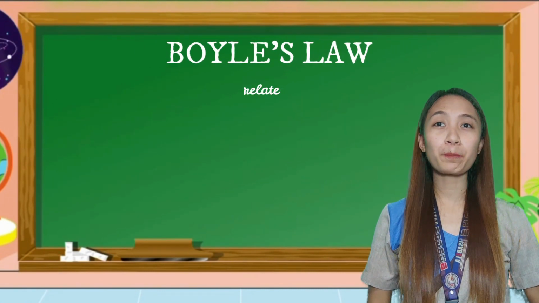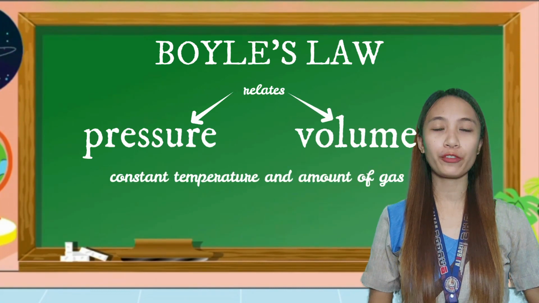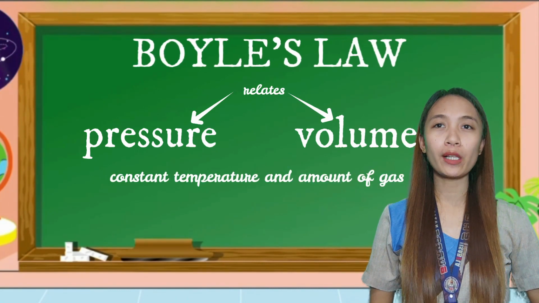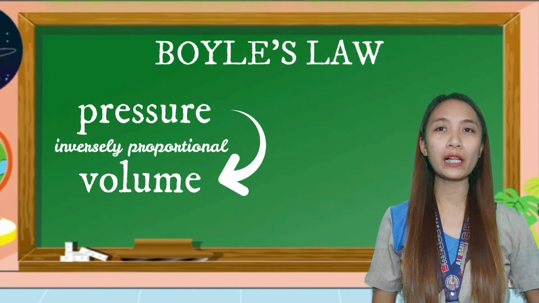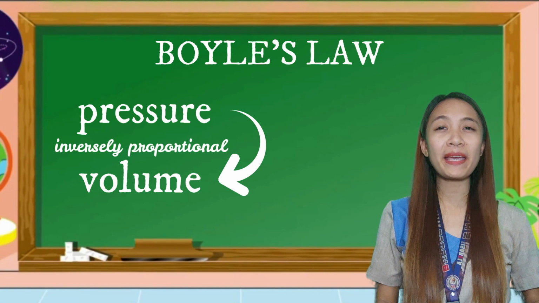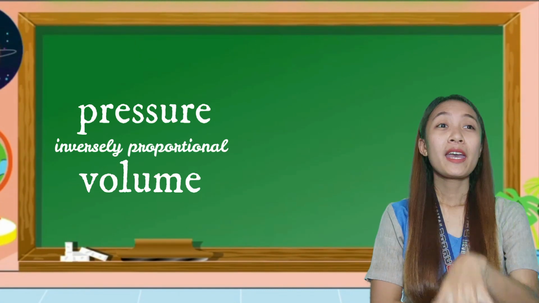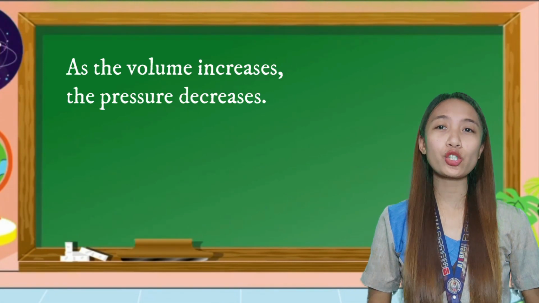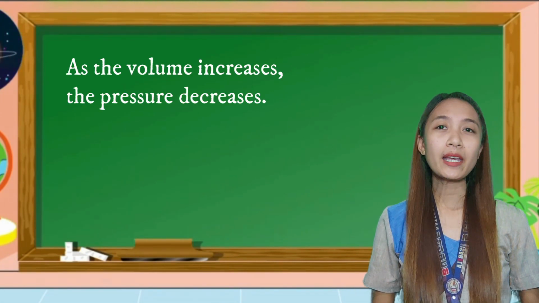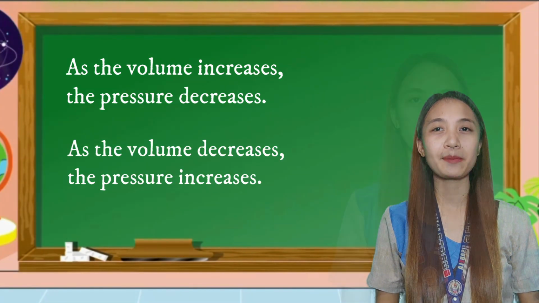Boyle's Law relates pressure and volume at a constant temperature and amount of gas. And according to Boyle's Law, pressure is inversely proportional to volume. So what do we mean by inversely proportional? This means that as the volume increases, the pressure decreases. And if the volume decreases, the pressure increases.